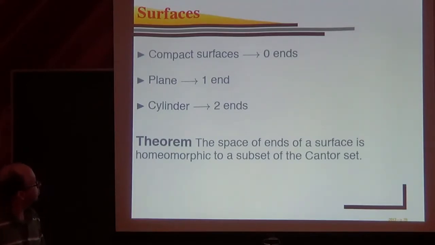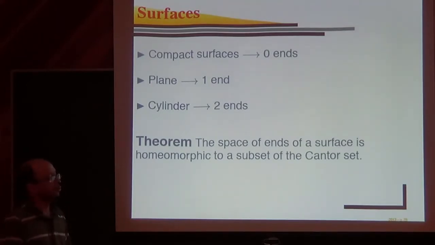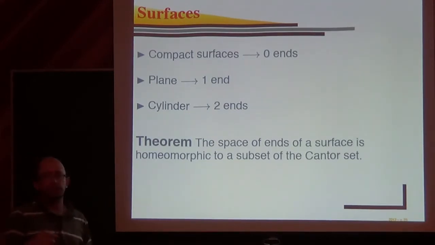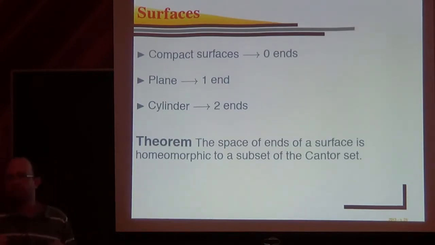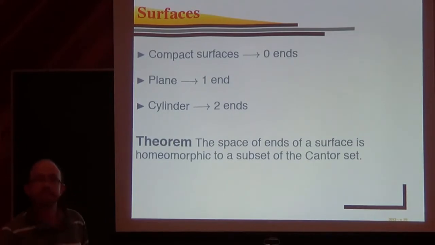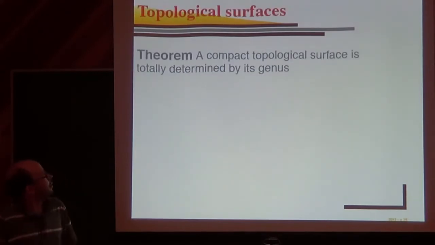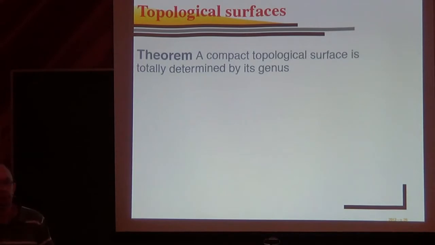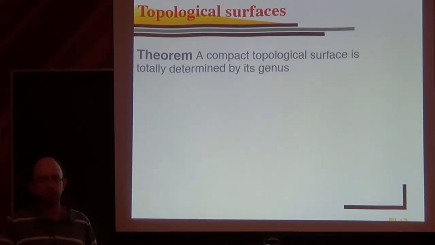Just for curiosity, it is known that the space of ends of a surface is isomorphic to a subset of the Cantor set. So it cannot be that big. It cannot have intervals. Closed subset, right? True. Closed subset. Thanks.